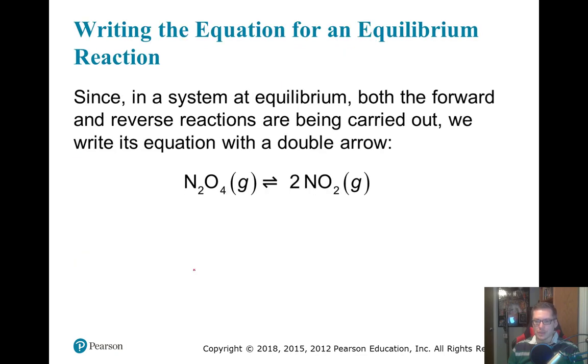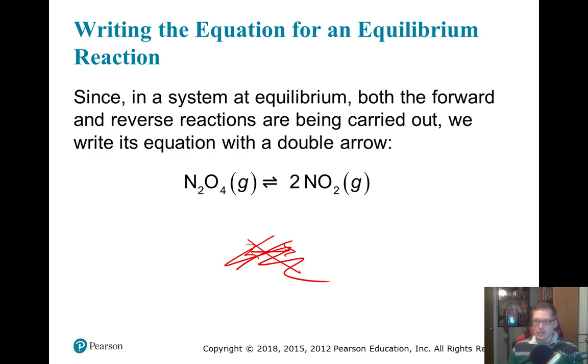Writing the equation for an equilibrium reaction is a lot easier, in my opinion, than the rate law. Since in a system at equilibrium both the forward and reverse reactions are being carried out, we write its equation with this double arrow. It has to be like this, two half arrows. Do not use this arrow. That's no good. I'll take off points. So use double-headed arrows, or single-headed arrows, one above and one below.